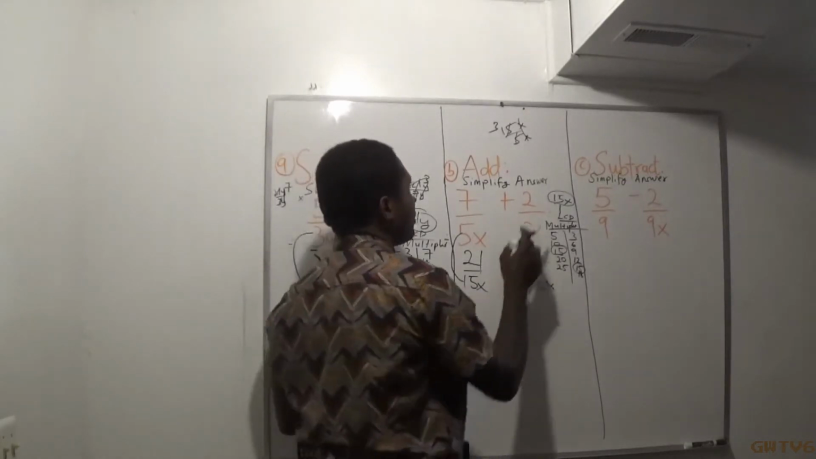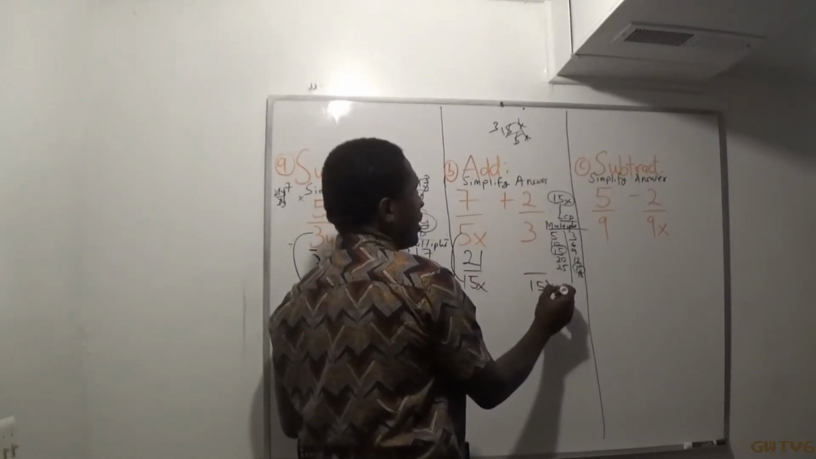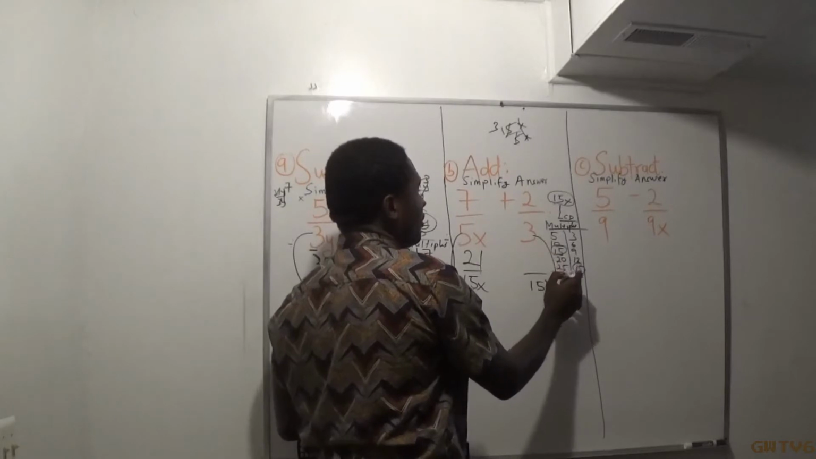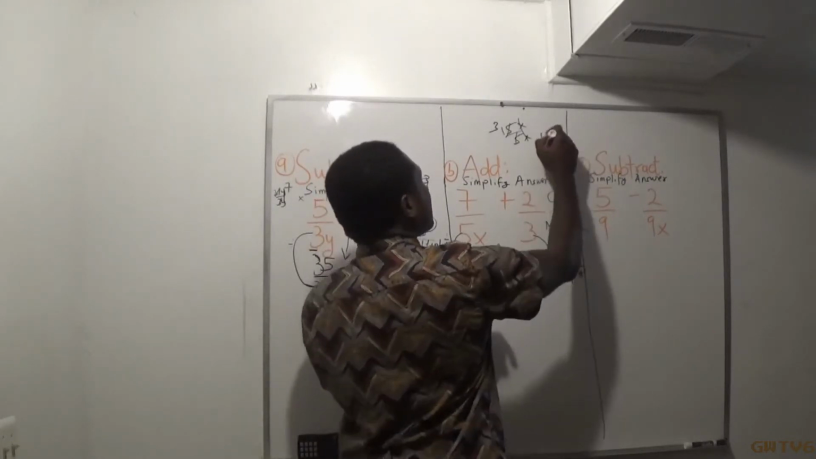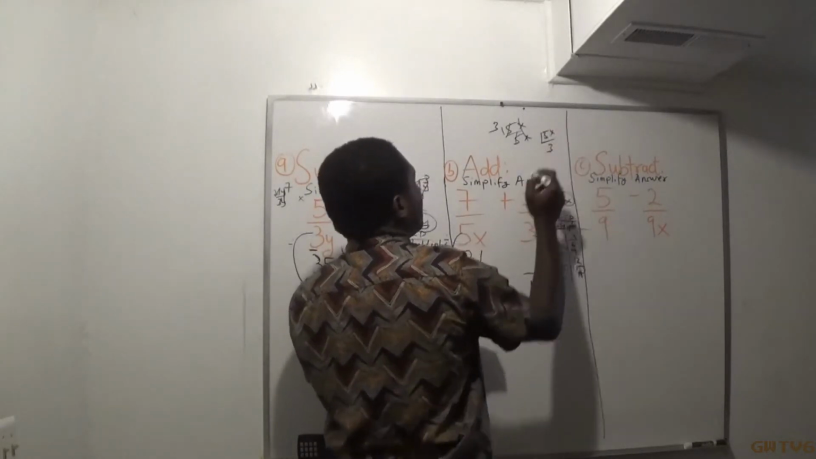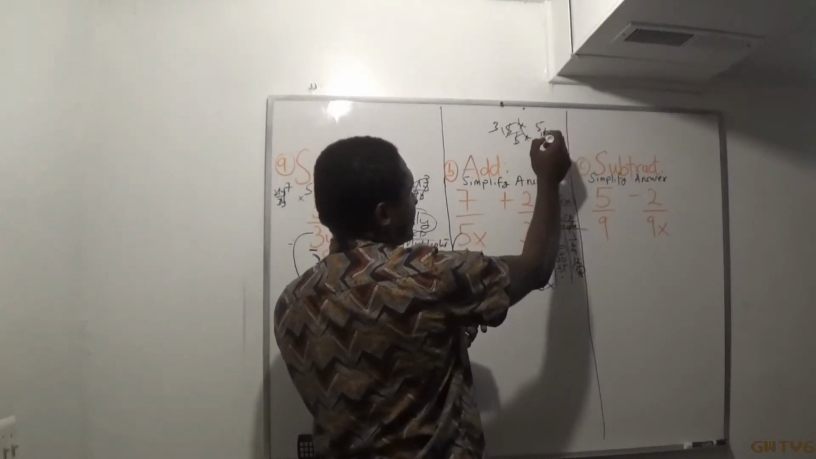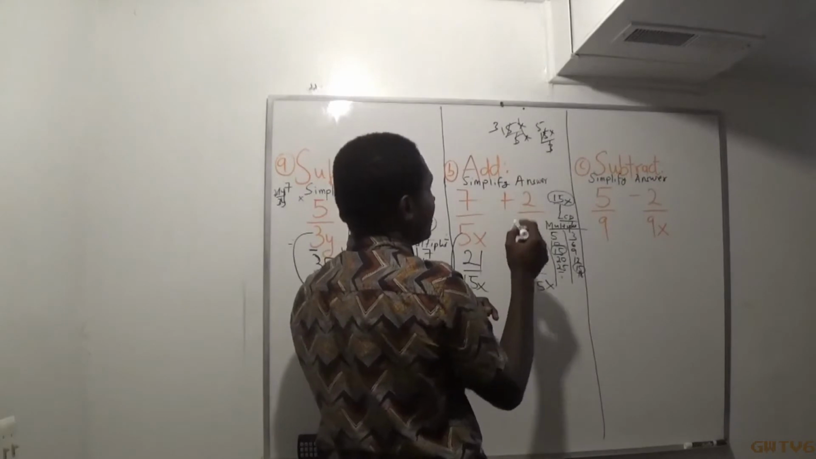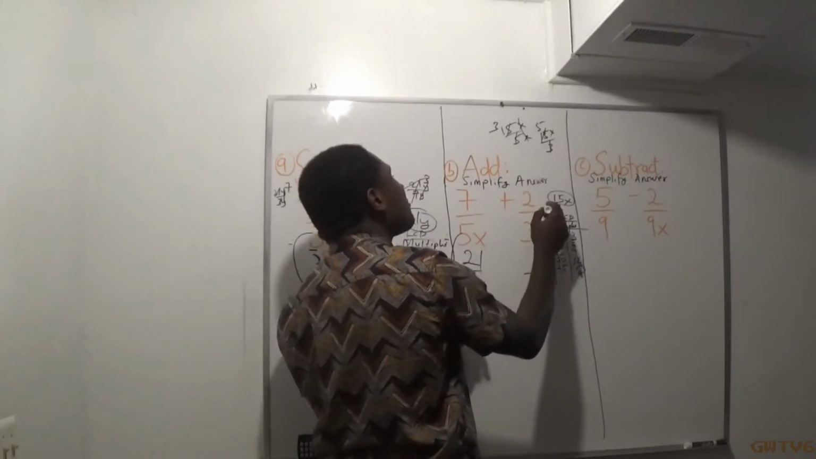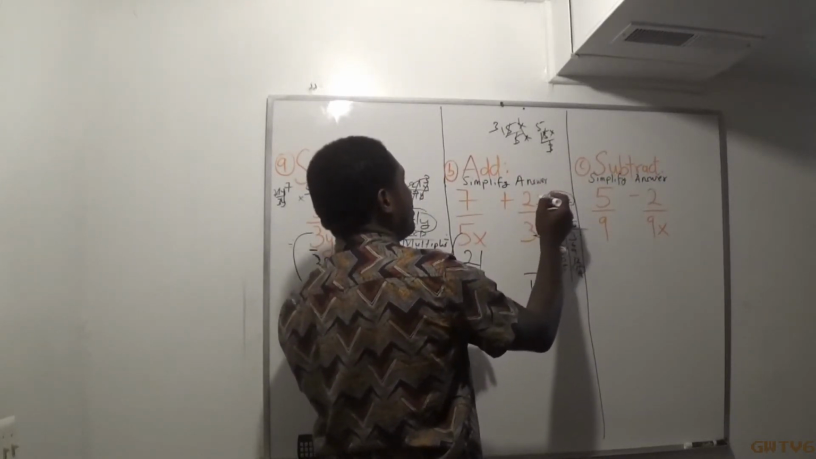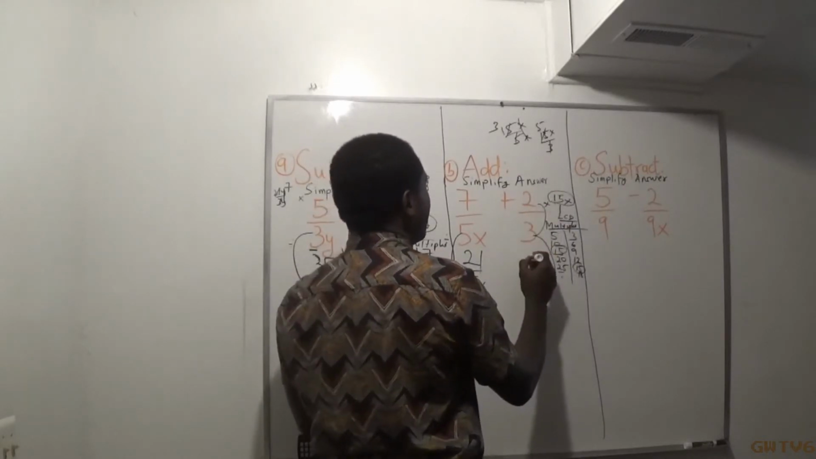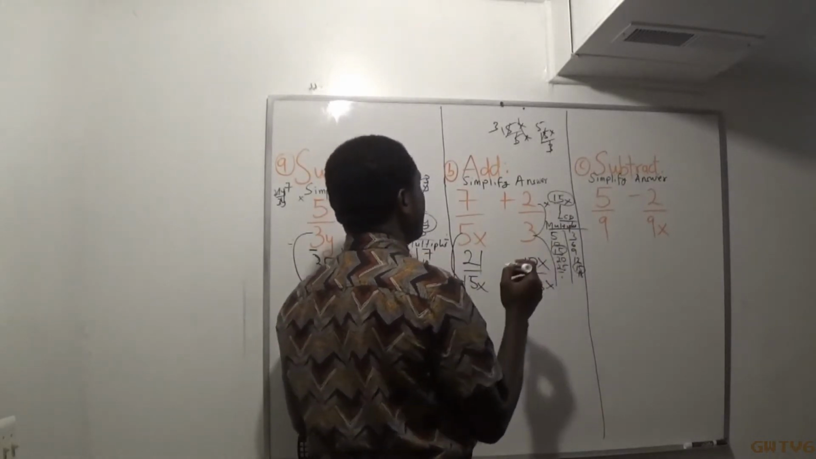What about this one? Again, I'm doing this fraction. So LCD divided by this denominator, 15x divided by 3. 15 divided by 3 will give me 5. And the x will stay there. So I got 5x. So now that 5x times the numerator, 2. So 5x times 2 is 10x.